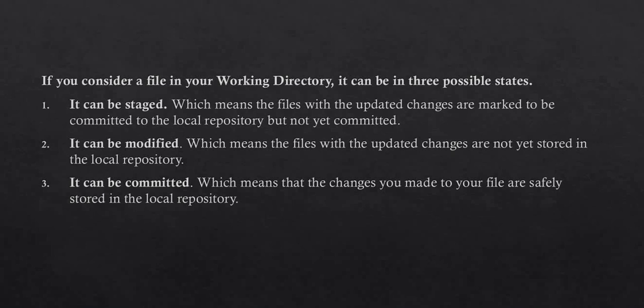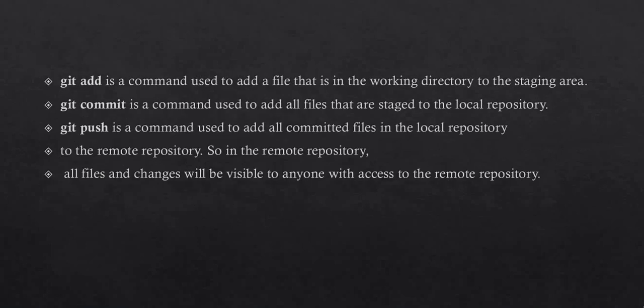Okay, it includes a few commands. Git add is a command used to add a file to the staging area. Git commit is mostly used. I have written code and the changes have been committed. I have added my changes to the stage and stored them in the local repo.